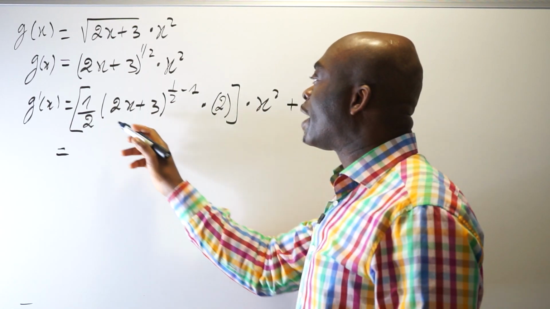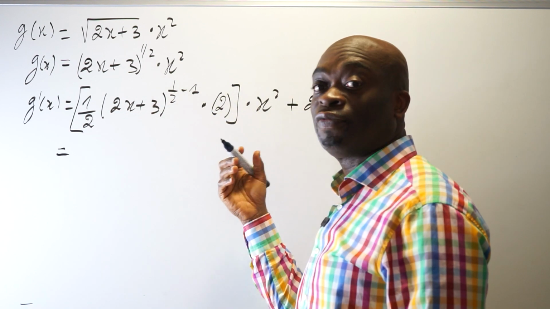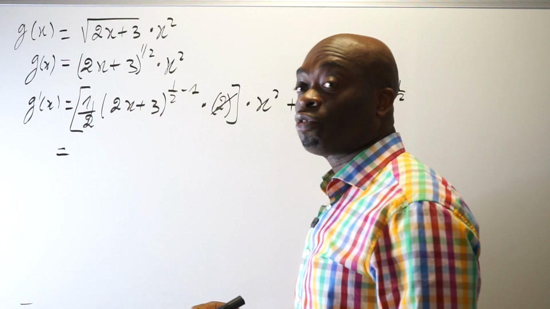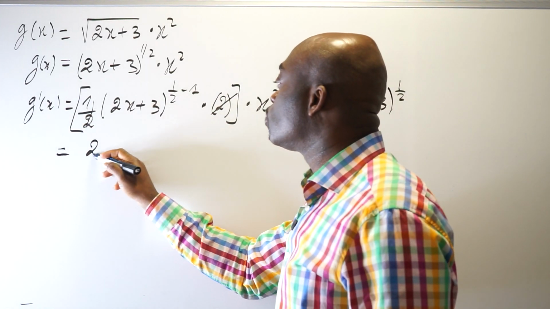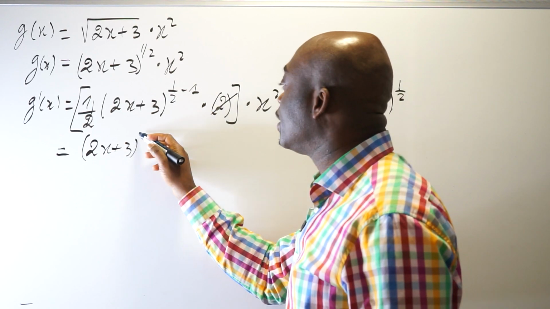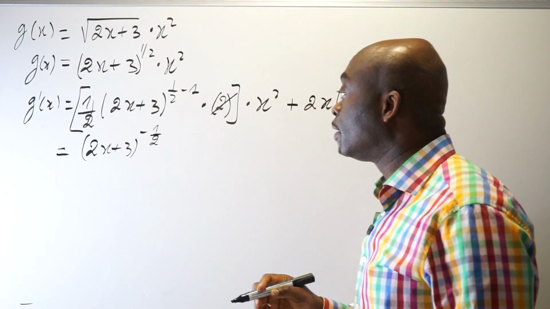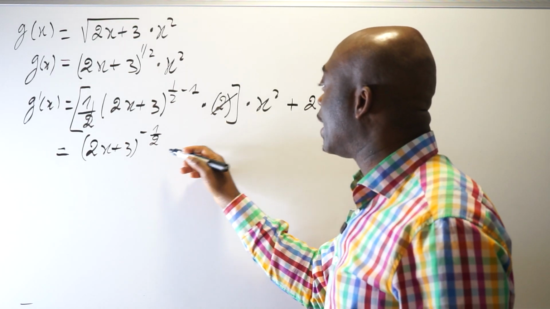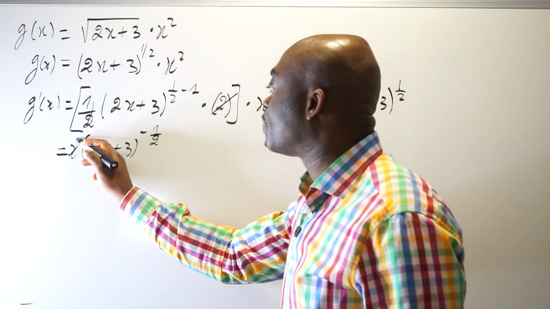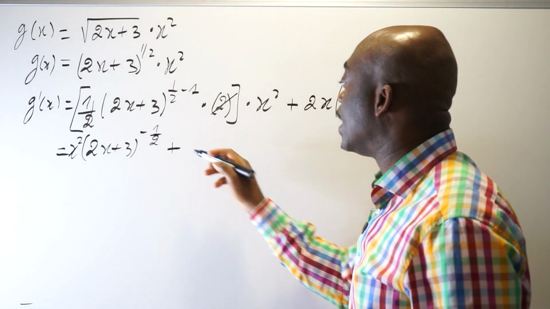Now we have to do this operation here. The first thing we can do, 1 over 2 can simplify with 2, because 1 over 2 times 2 is just going to give you 1. So these two can be crossed out. So you end up with 2x plus 3 to the power 1 over 2 minus 1, which is negative 1 over 2. And then that will multiply x to the second power. When you multiply that by x squared, you can just bring the x to the second power in the front. It doesn't matter.